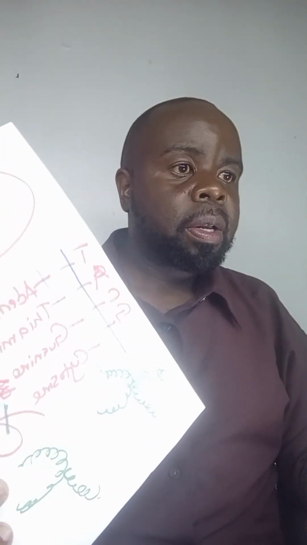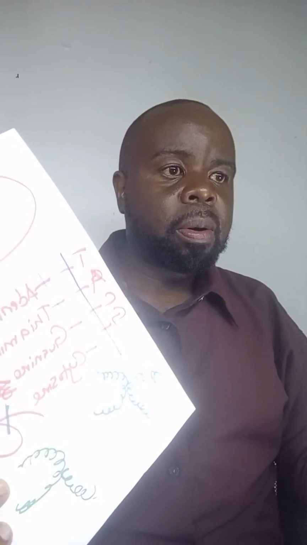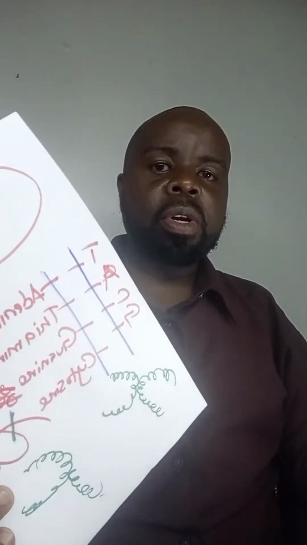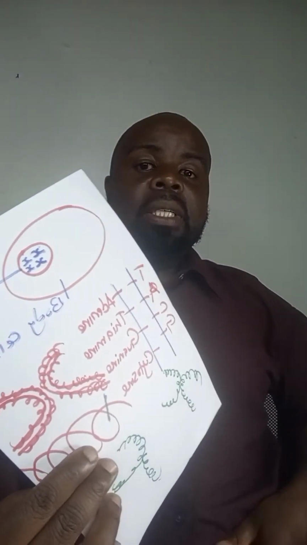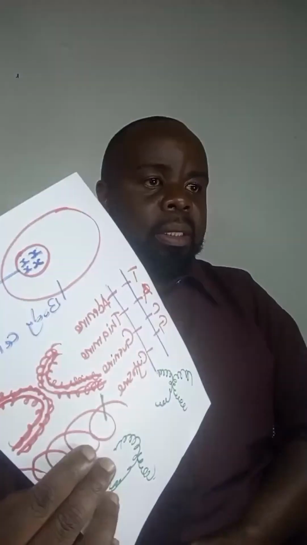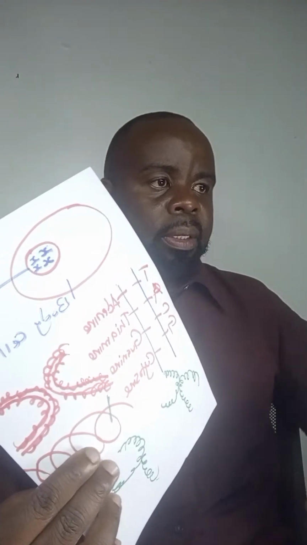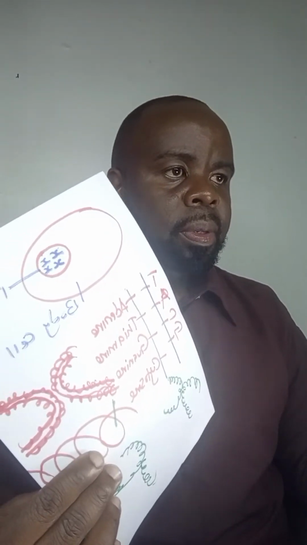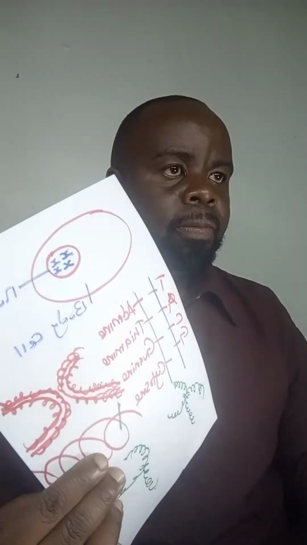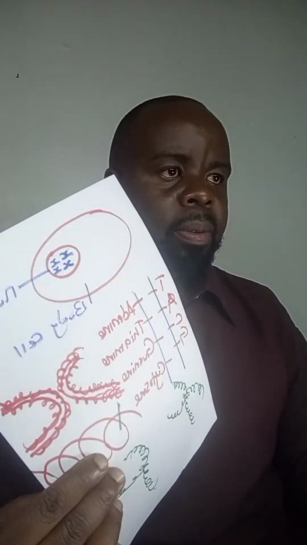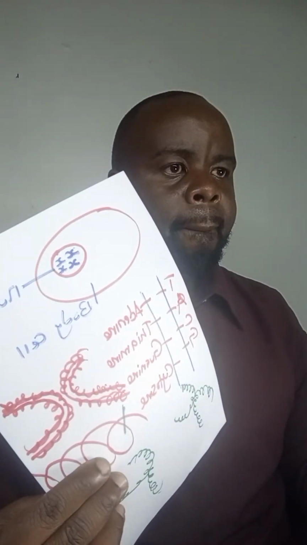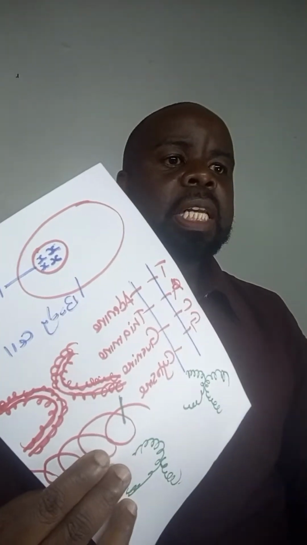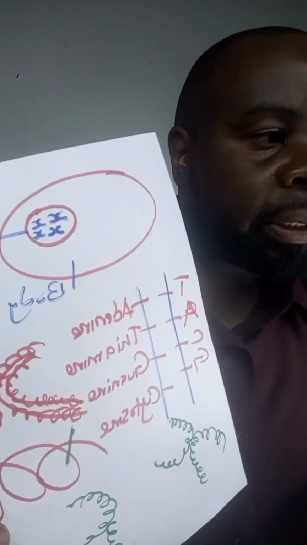Let me check and be sure about it. So this is what is called a DNA. Whatever I'm drawing is what is called a DNA. Yeah? So you see, this is what we call a DNA and the chromosome itself.